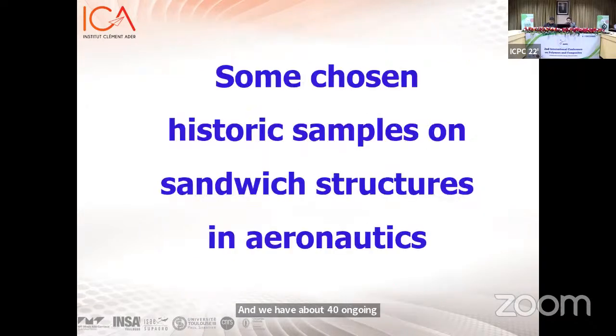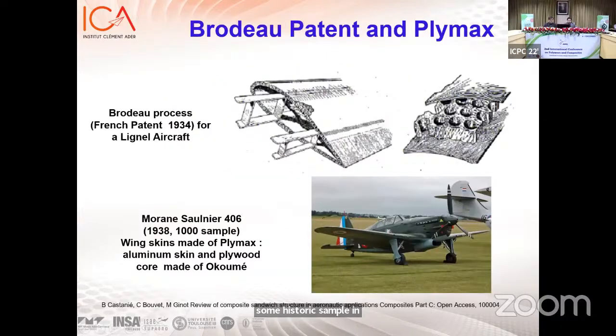Okay, so let's move to some historic samples in aeronautics. I have to go back far in the past, just before the Second World War. You can see in the upper part a French patent of 1934. Now we would call this an eco structure, but in the past it was simply a structure. It's a sandwich structure with a core, and you can see it is also drilled. It looks like a honeycomb core today, and the skins were made with plywood. It's quite interesting, and the idea of sandwich structure is in fact quite old, especially for aircraft structure.